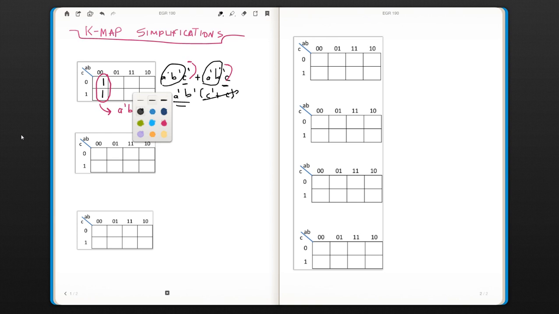Let's look at the second one. How about we have ones here? Then the function would be A B C' or A B' C'. This time the one that is changing is B, and the other two inputs are not changing, so B is going to drop. So the function is going to be A C', and you can also see it from here. We will just circle this, and since A is not changing, we will put the A here. B is changing, B is going to drop from there, and C is not changing, so it's going to be C' because it's in the zero row.